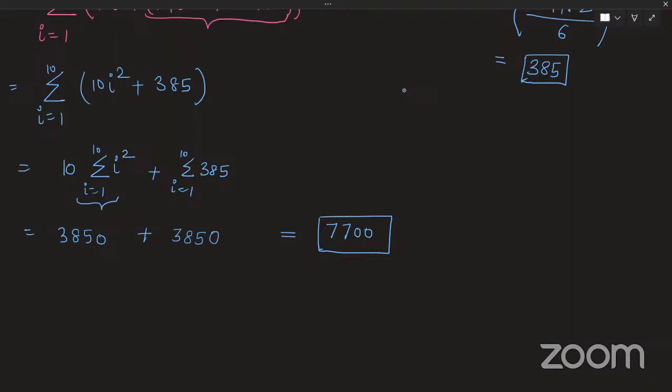So has everyone understood what is meant by this double sigma? How to operate this double sigma? Okay, chalo, let us do some tougher problems.